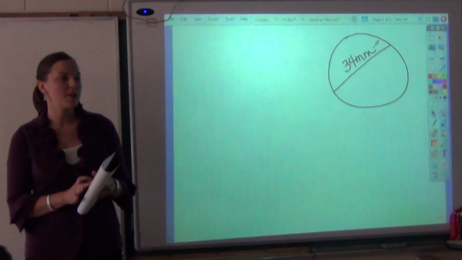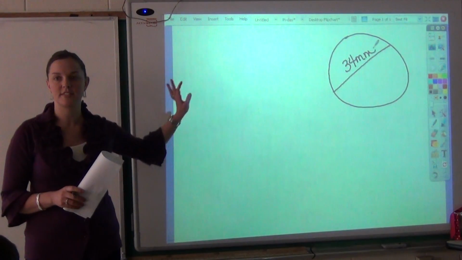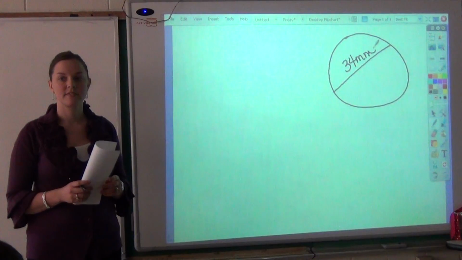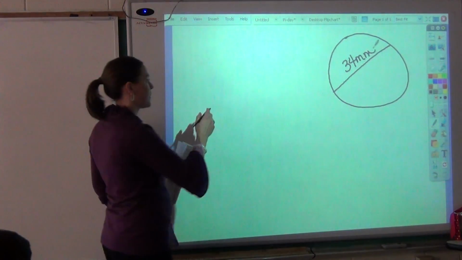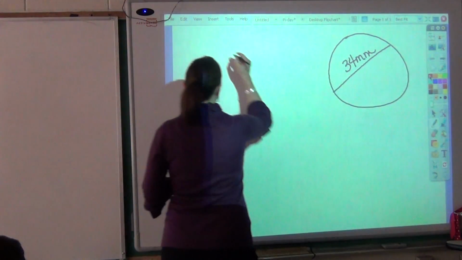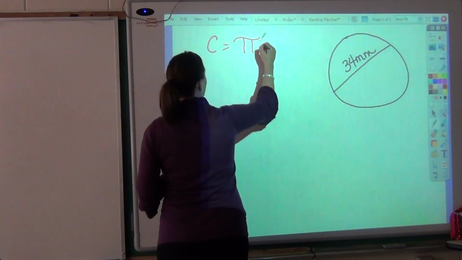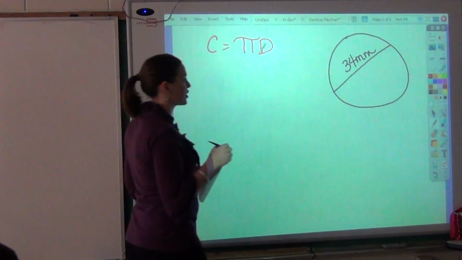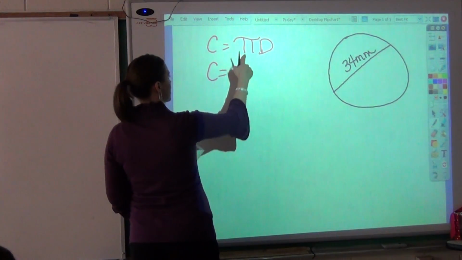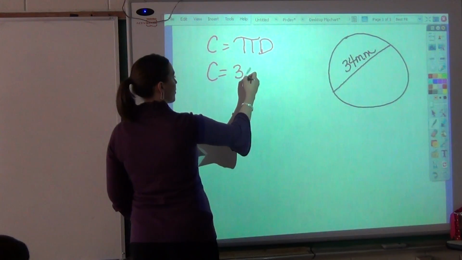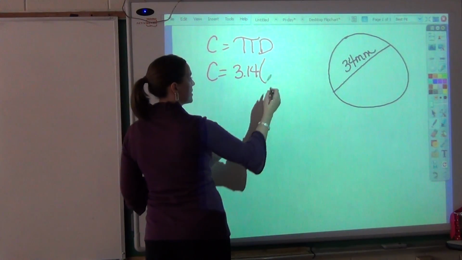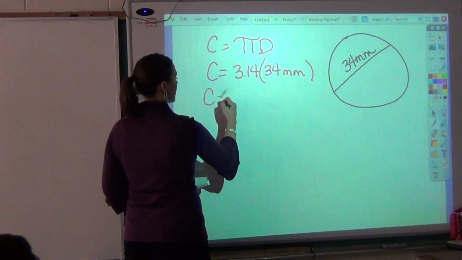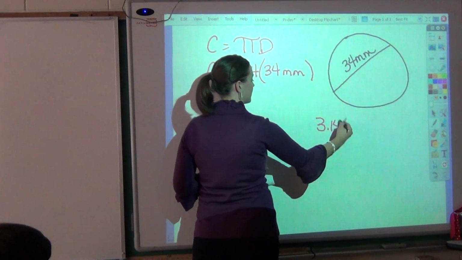Raise your hand if you can tell me the formula that we need to use for this. Celeste. C equals pi d. Good job. How do you know to use that? Because they give you the diameter. Good job. Okay, so C equals, what is pi? 3.14 times the diameter, which is 34 millimeters. All right, now I'm going to come over here and multiply it.